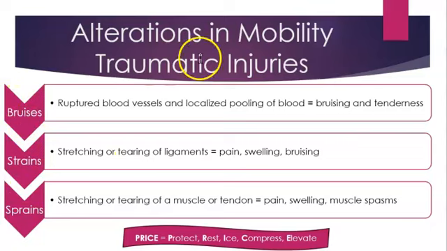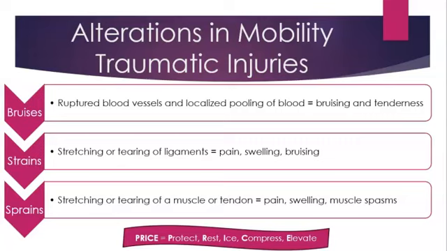Bruises, strains, and sprains are traumatic injuries that occur with alterations in mobility. Traumatic injuries cause alterations in mobility. Bruises: ruptured blood vessels, localized pooling of the blood, bruising and tenderness. This is the black and blue that turns into the yellow-green after days. There's also edema that goes along with this.